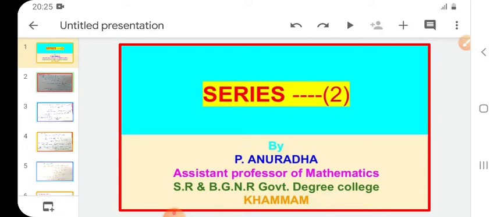Already in the first video I told you, if you want to know whether a series is convergent or divergent, first we take the sequence of partial sums of the given series. Why? In a series we have infinite terms, and it is difficult to decide convergence or divergence directly. So we take limited terms, that means partial sums. We call it the sequence of partial sums.